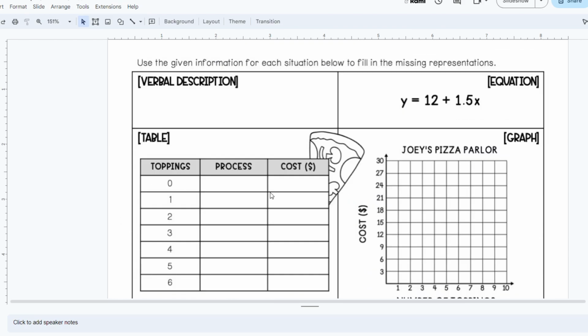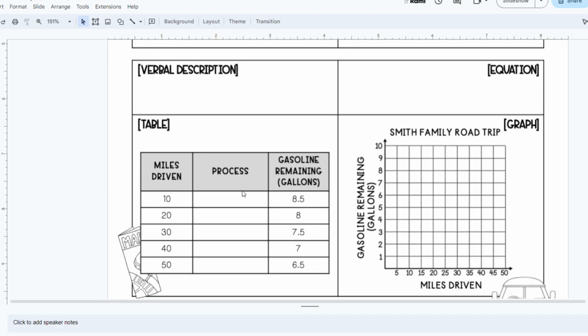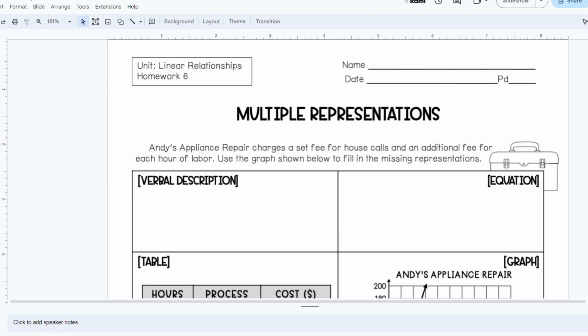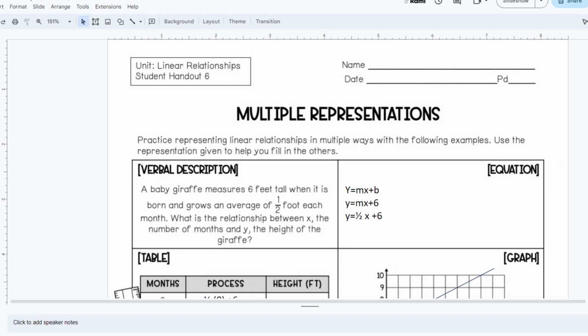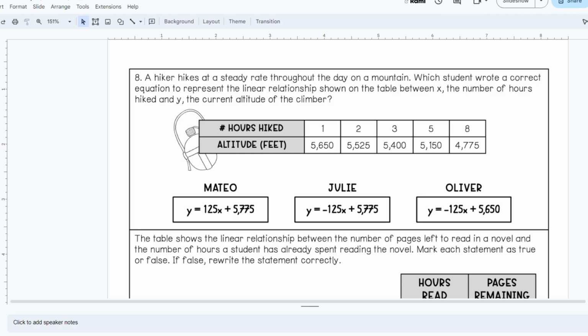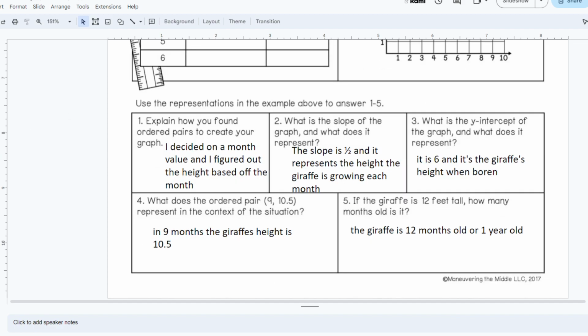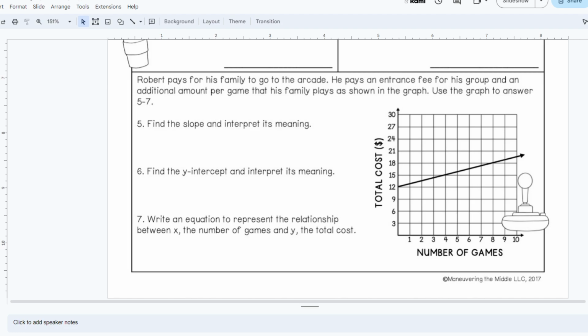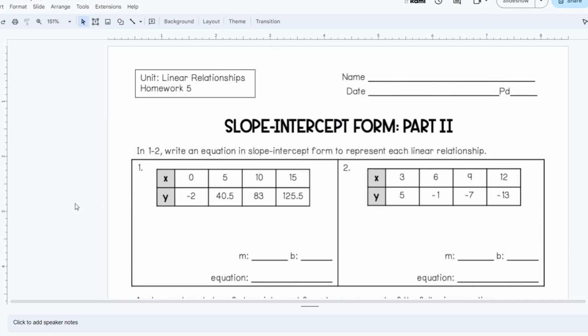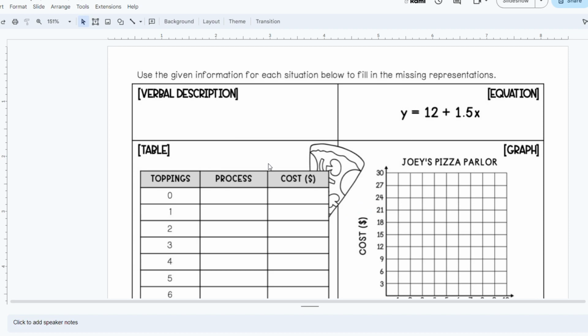All right, we're going to go to the next page. I'm going to do the next page with you, and then you guys are going to do the next 2 pages by yourself. All right, so, sorry, that's the wrong one. Here we go. Use the information given for each situation below to fill in the missing representations.